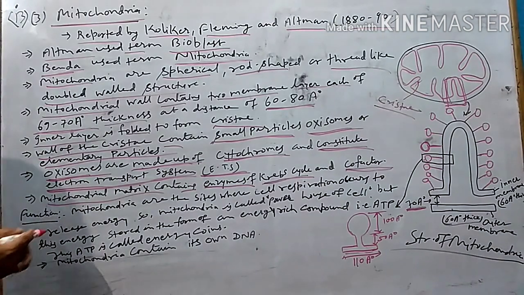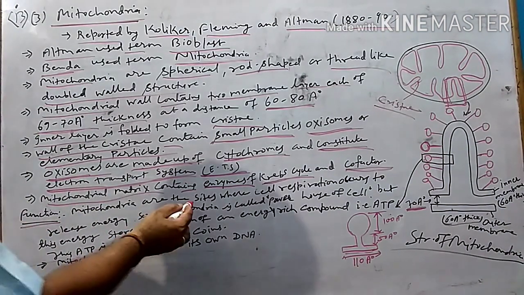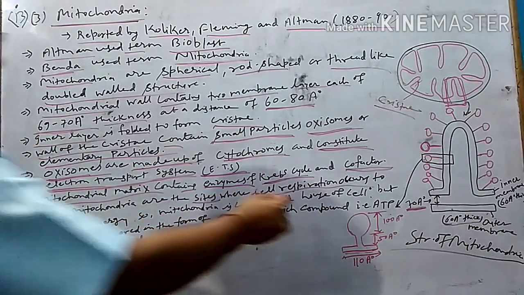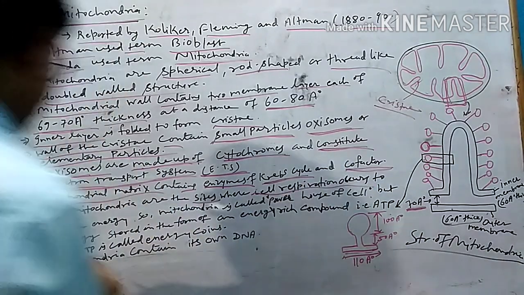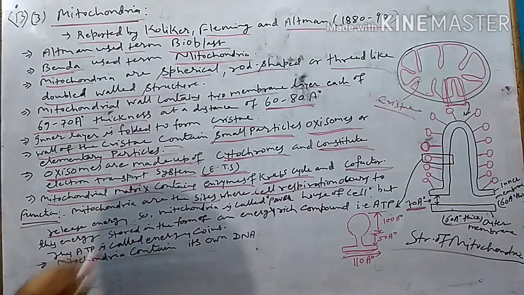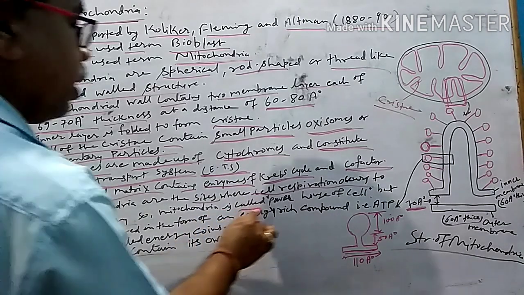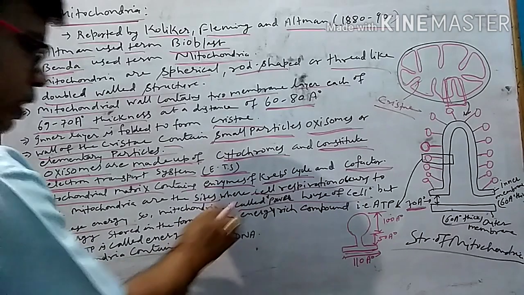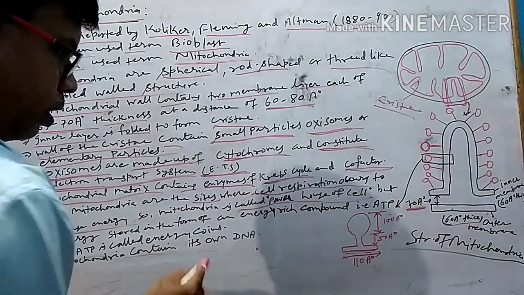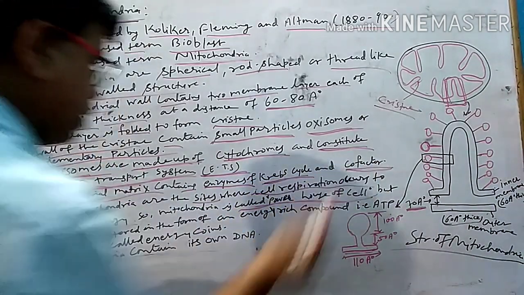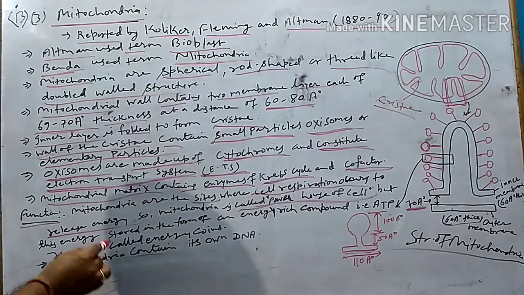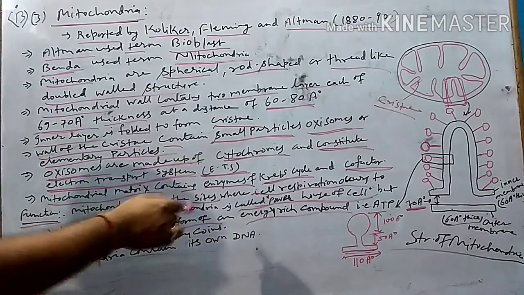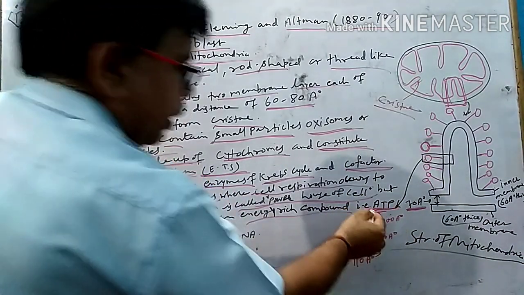Then function. Mitochondria are the sites where cell respiration occurs. Cell respiration occurs in the mitochondria to release energy. So mitochondria are called the powerhouse of the cell because mitochondria release energy. But this energy is stored in the form of an energy-rich compound, and this energy-rich compound is called ATP.